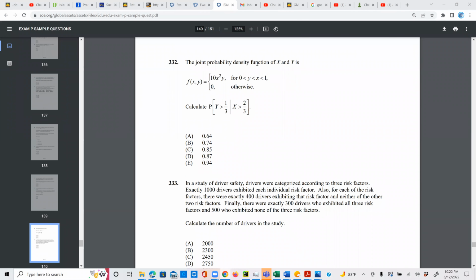The joint probability density of x and y is given. Calculate probability y greater than 1/3 given x greater than 2/3. So let's write out the joint PDF first. It's 10x squared y and y is greater than 0, less than x, less than 1.